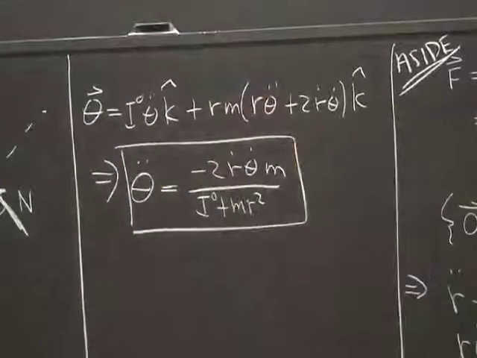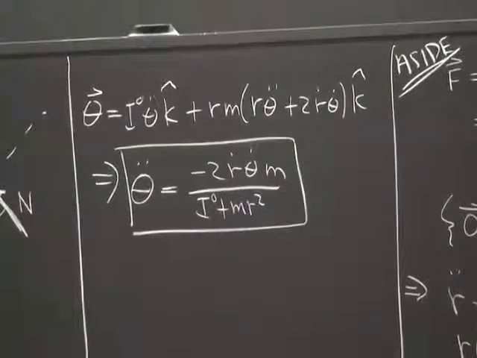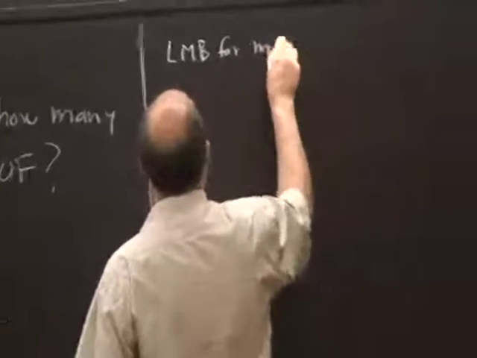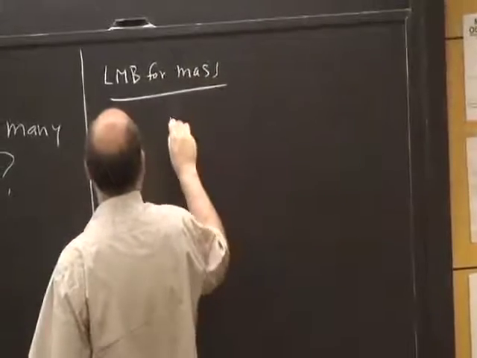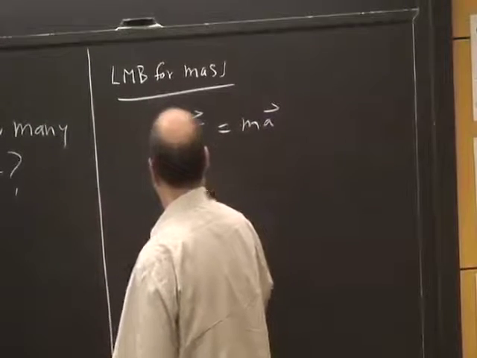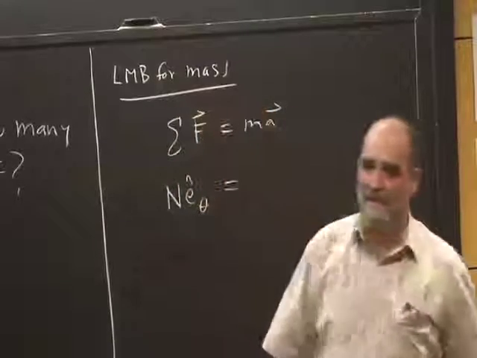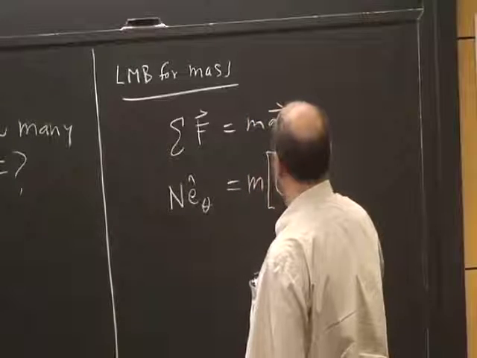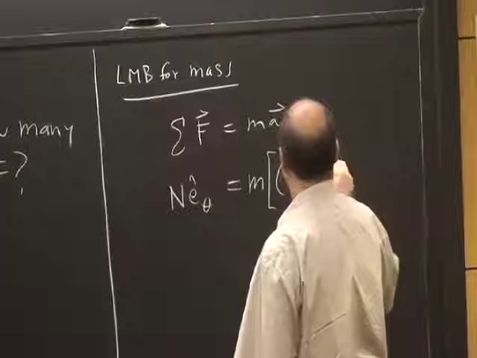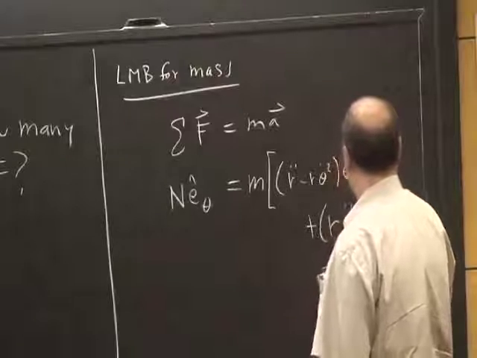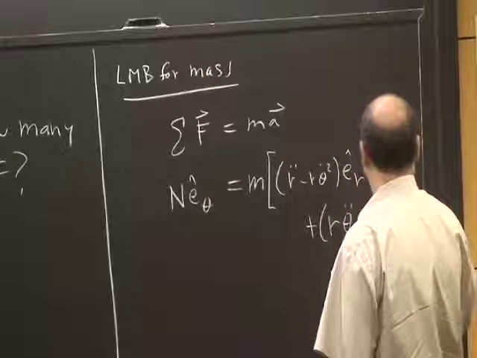How do we figure out the other differential equation about how r changes in time? It seems like we should use F equals ma for the mass. So we use linear momentum balance for the mass. What does that say? It says the sum of forces acting on the mass is equal to mass times the acceleration. We have an N e sub theta acting on the mass, and that's the mass times the acceleration. The acceleration is now, I'll just copy that formula again, r double dot minus r theta dot squared e sub r plus r theta double dot plus 2 r dot theta dot e sub theta.